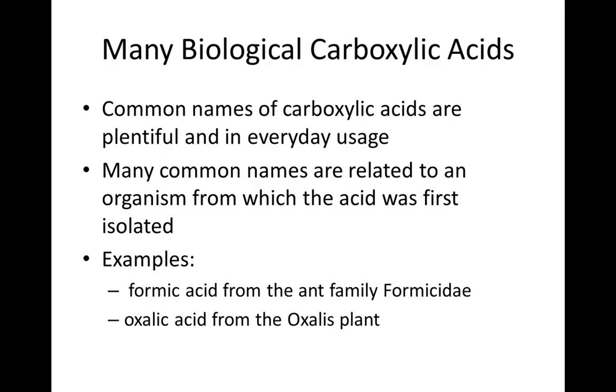But we call it benzoic acid, and there's plenty of other common names that are used for carboxylic acids because they're important biological compounds, and sometimes the names are based on where the acid was first isolated. For example, formic acid is the common name for the 1 carbon acid, which you might call methanoic acid in IUPAC. It's called formic acid, and it comes from the ant family, Formicidae, and oxalic acid is a dicarboxylic acid of 2 carbons, which would be ethane dioic acid if you were doing IUPAC, and it comes from the oxalis plant.